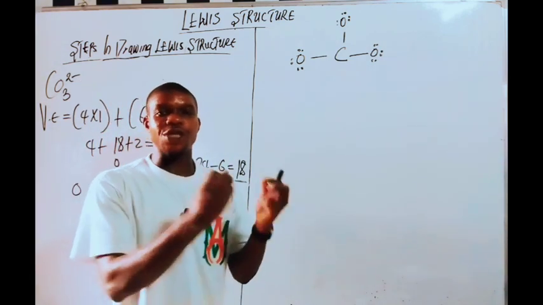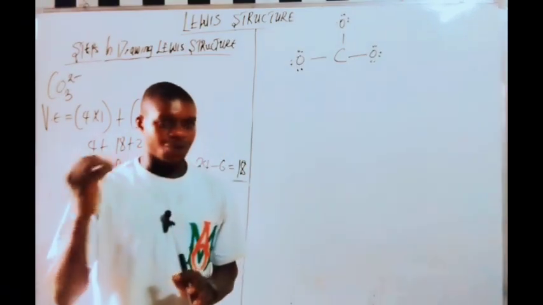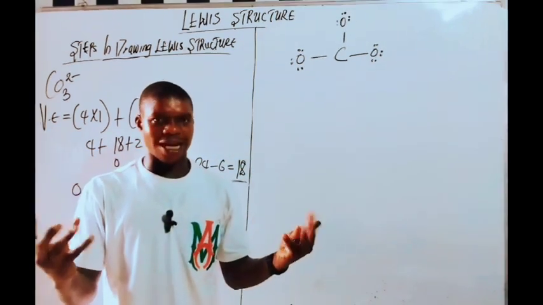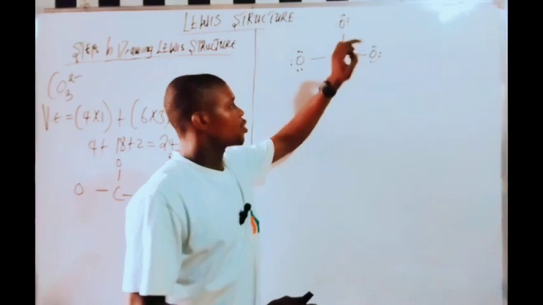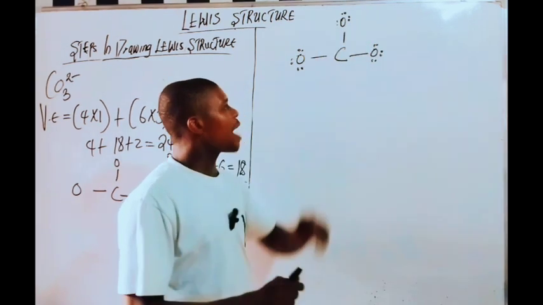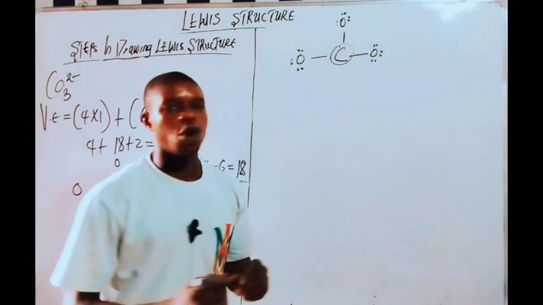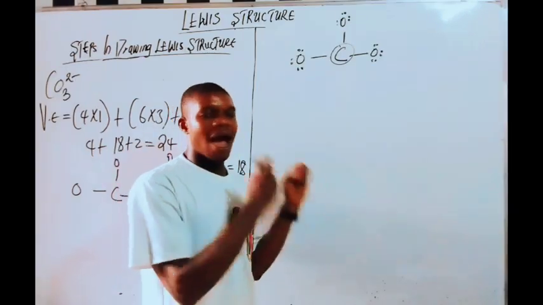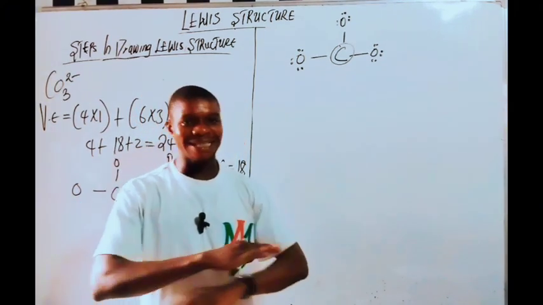Now, since I've exhausted all my electrons, but if you check very well, when you are drawing a Lewis structure, all atoms must have their octet. Oxygen already has the octet, oxygen already has the octet, oxygen already has the octet. But carbon does not have the octet. So are you going to live like this? The answer is no. So how do you make carbon have an octet? This is step 4, which is the last step.